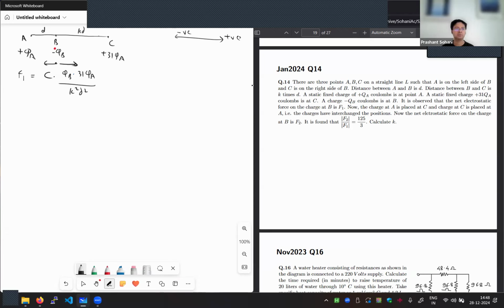And then A is going to pull the object to the left, so that will be negative QB QA upon D square. If I rearrange this, I will take as many terms common as possible. I think QA, QB, capital C and D square, all of these are going to come common.